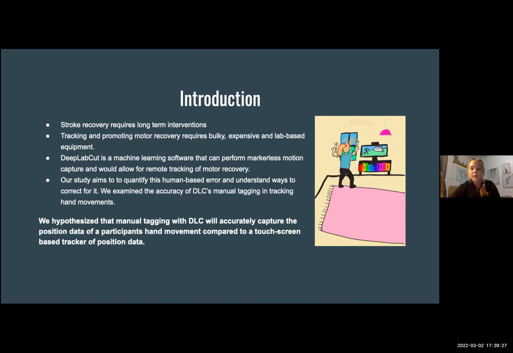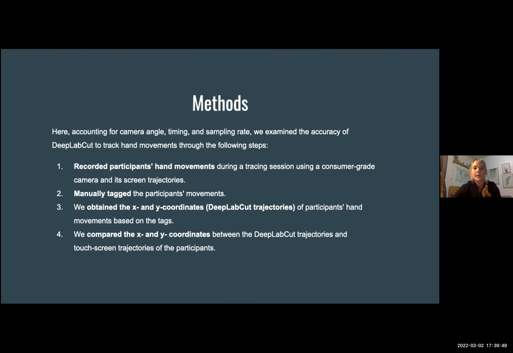Our study aims to quantify this human-based error and understand ways to correct it. We examine the accuracy of DLC's manual tagging and tracking of hand movements. We hypothesize that manual tagging with DLC will accurately capture the position data of a participant's hand movement compared to the touchscreen-based tracker of position data.